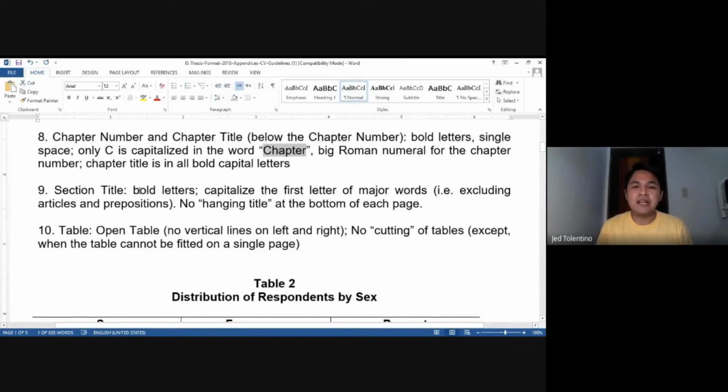Section title. The bold letters capitalize the first letter of major words, excluding articles and prepositions. No hanging title at the bottom of each page.